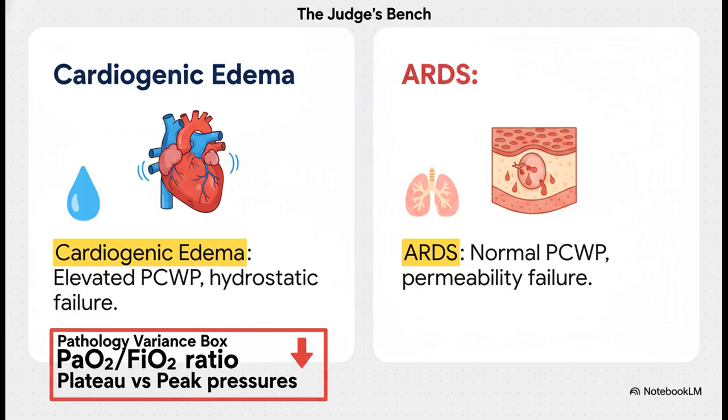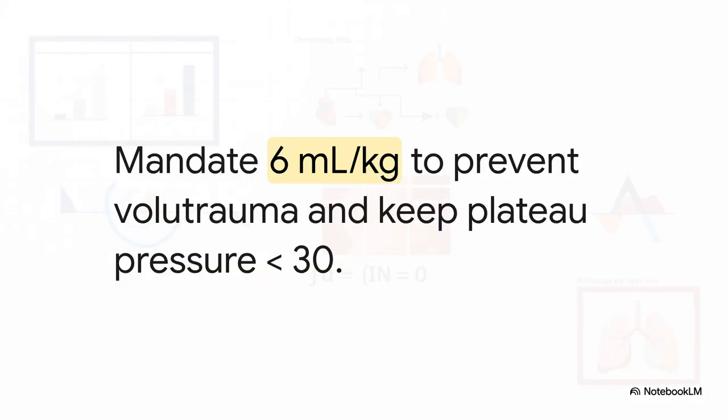If that wedge pressure is elevated above 18 millimeters of mercury, you're looking at hydrostatic failure, basically volume overload or a left ventricular issue. But if it's under 18, the plumbing is totally fine, but those capillary walls are actively leaking, leading to an endothelial permeability failure. Wrapping up this module, take a look at this pathology variance box in stark red, pulled straight from the ARDS-NET guidelines. Once you make that ARDS diagnosis, you have to intervene strictly.